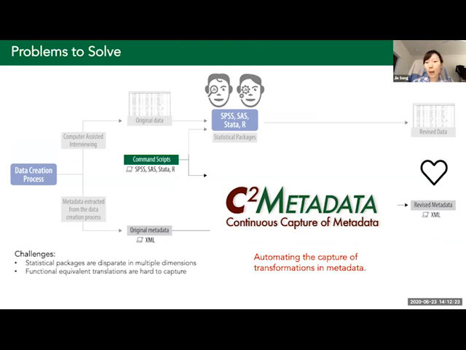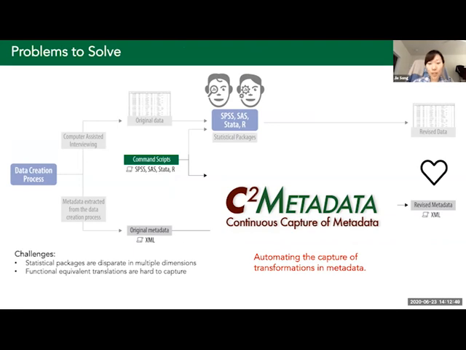This inspired us to create our project to make a solution to the problem. We want to say that if we are given the command script and the original metadata, is it possible to have a tool that automatically captures the transformation in the metadata to create the revised metadata that matches the revised data?